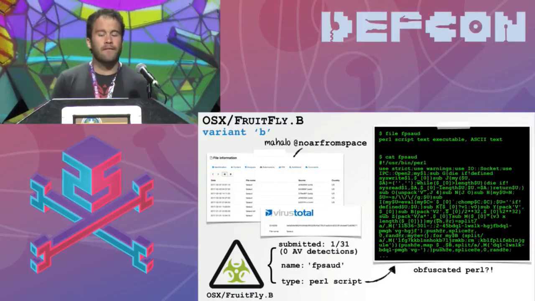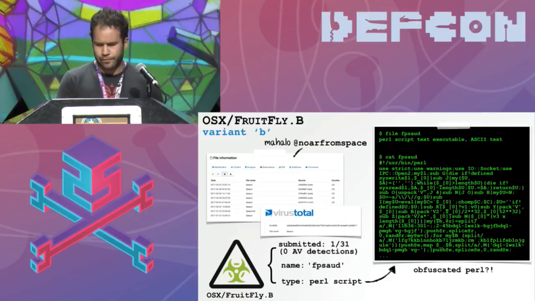Today we're going to be looking at variant B. A friend sent me a hash of this sometime in late January. At the time, variant A was already being detected, but variant B was still undetected. It was submitted to VirusTotal with the name of FPS odd, which is designed to mimic a common Flash player. And like variant A, its main component was an obfuscated Perl script.